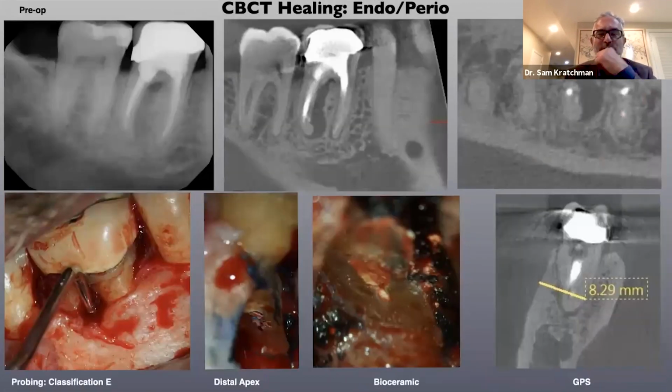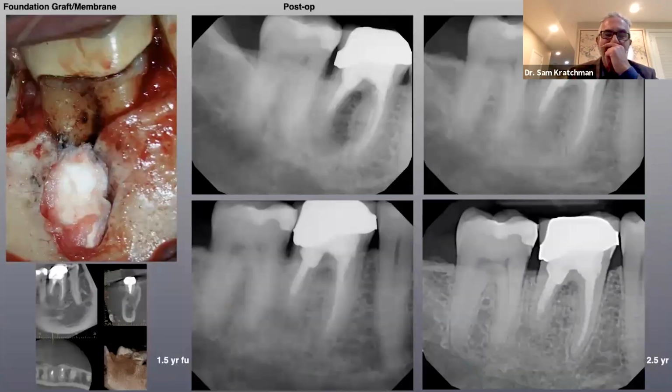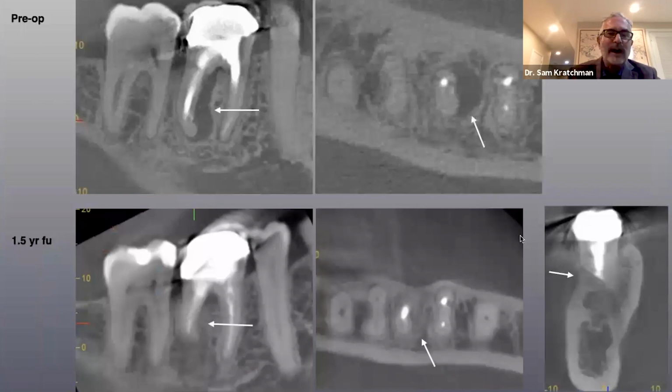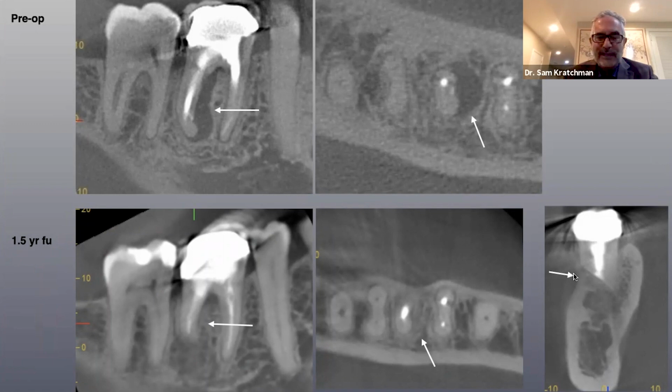Last 2 cases I'll go through real quickly. Endoperio lesion, classification E, where you probe from the furca down to the apex, but there is crestal bone. And this shows how far tucked in it is. And I wanted to show that because this really shows with the foundation here and the follow-up, how when the root is tucked in, this is the distal root of a lower first molar, not only do we get good healing here, but we get complete reformation of this cortical plate.